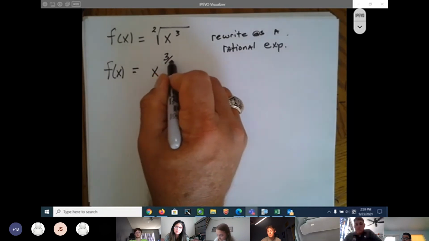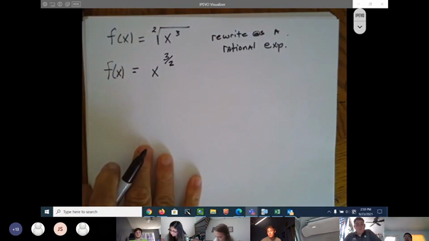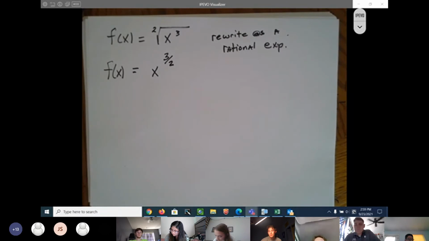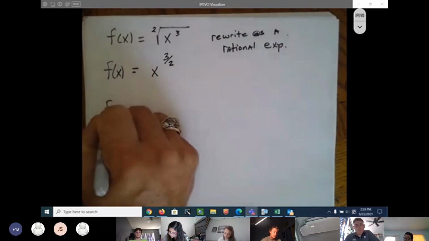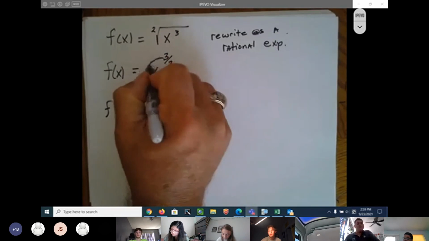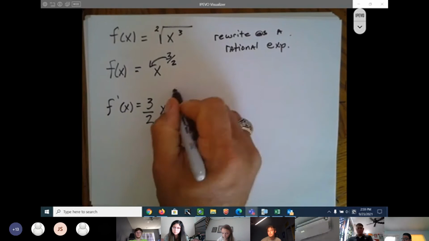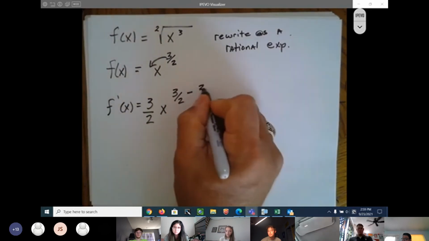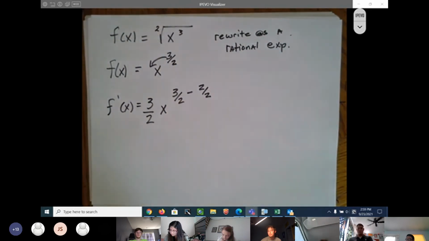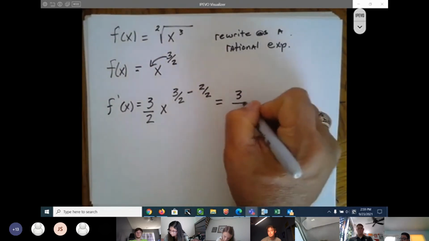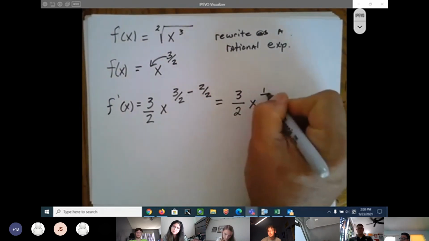Exponent over index, to the 3/2. Is that what you said? Whoever said that a while ago, thank you. I said that the full answer was 3/2 x to the 1/2. Okay, let's check it and see. So that f prime of x, bring the 3/2 out front, x to the 3/2 minus 2/2. And that's going to give you 3/2 x to the 1/2. Good job.